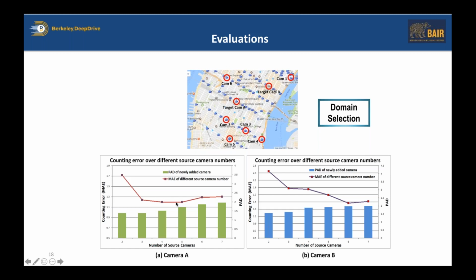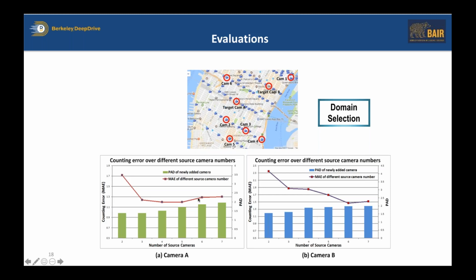This makes sense because deep neural networks are hungry for labeled data, and if you have more labeled data, you have more information, and the target can have better performance. However, after a certain point, if you keep increasing the number of labeled source cameras, the error on your target can increase as well, which means more labeled source cameras even hurt your performance on the target. Similarly, on another target camera, we have such an observation.